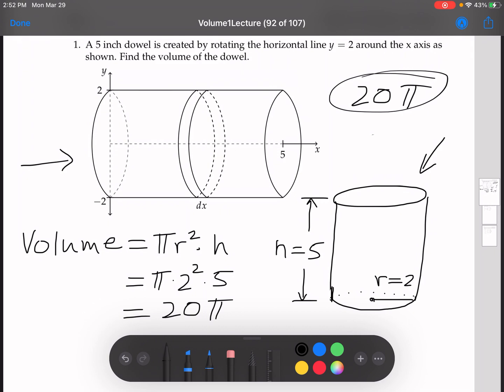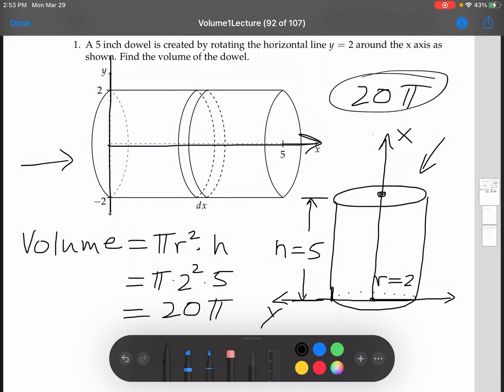What I want you to see is that this drawing is exactly the same drawing as this one, except it's turned on its side. Here we'll draw the y-axis. That's exactly what we have right here. And then the x-axis is coming right through the center of our cylinder.